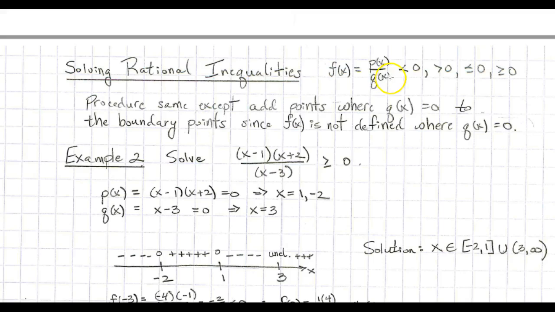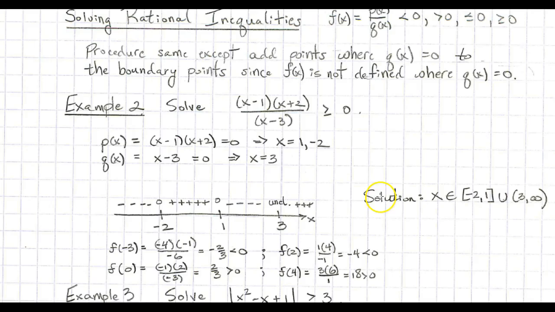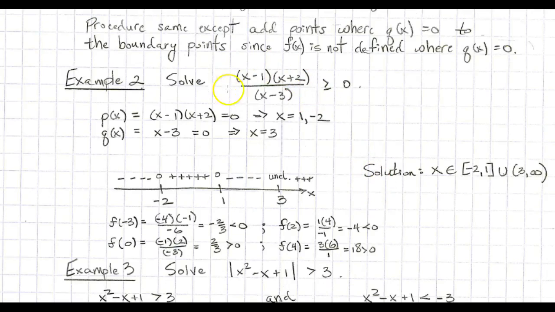Q of x equals 0 means this is not even a defined function. So we can't have those in the solution either. So I have to worry about where it's equal to 0, and then also where the denominator itself is equal to 0. So where both p of x and q of x are equal to 0. So let's say I want to solve this rational inequality, right? I have a rational function, polynomial divided by polynomial. And I want to know where that's greater than or equal to 0.